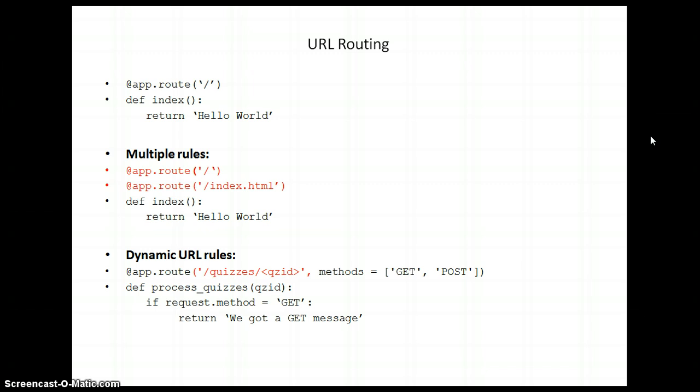You can also have dynamic URL rules where there are some variables in your URL, and those variables can actually be accessed as arguments to the function that you map it to. You can also restrict a particular URL to only certain methods, like this URL, for example. If the user sends a method other than GET or POST, it's going to give an error.